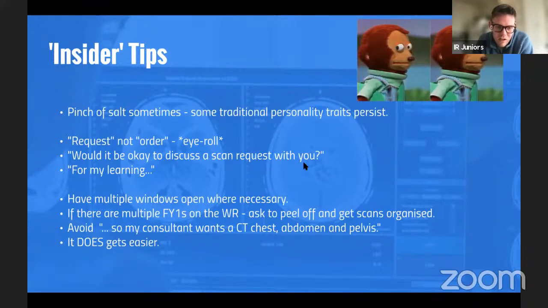It will help you if you take a little bit of ownership of these requests and discussions, rather than putting it off to one side or onto your consultant or a more senior member of staff. And it does get easier. The more of these that you do, the easier it'll get.